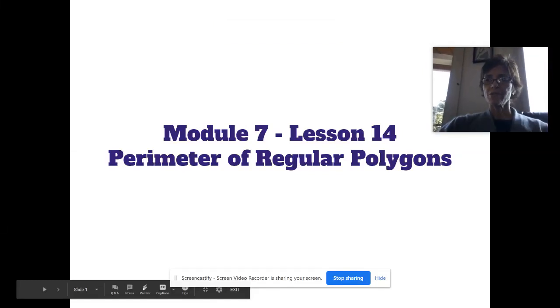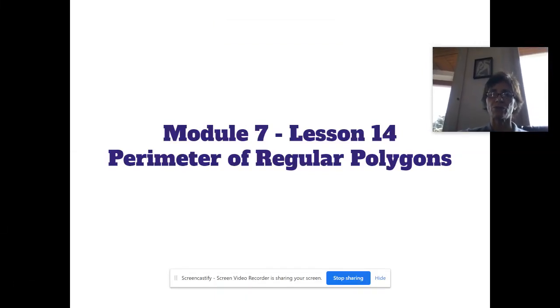Good morning, third graders. Today in math, we're going to do lesson 14, and we are going to continue to talk about perimeter. We're going to look at the perimeter of regular polygons in particular.